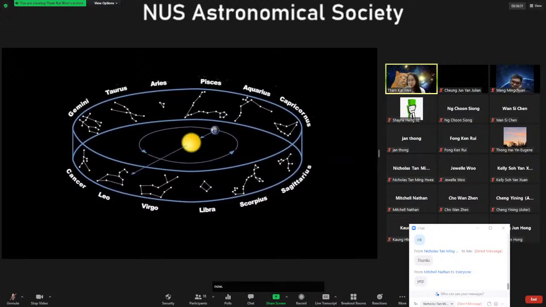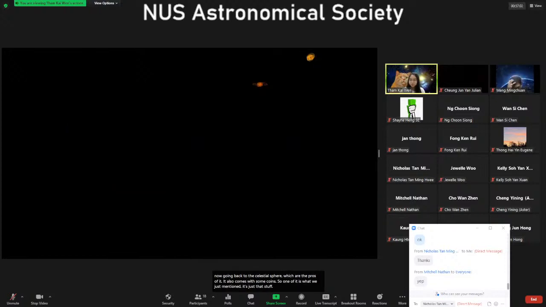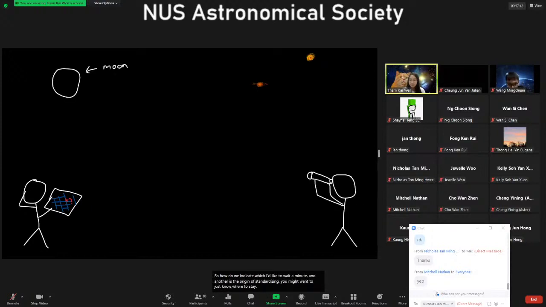Now, going back to the celestial sphere, with all the pros of it, it also comes with some cons. One of them is what we just mentioned, which is that stuff that moves won't have fixed coordinates. So how do we indicate to each other where the planets are? Another is that for regular stargazing, you might want to just know where the star is in the night sky without having to do any math.